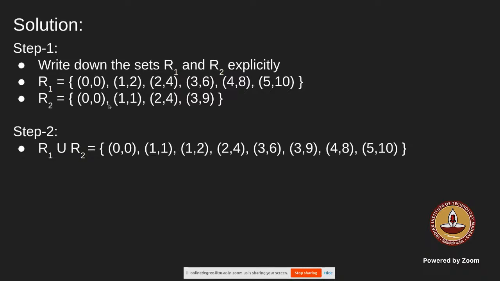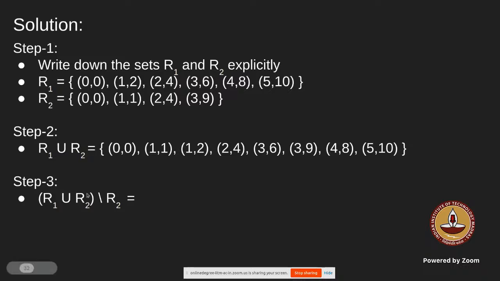Now if I just ask, what is R1 intersection R2? What does that say? (0, 0) and (2, 4) will come. So there are only 2 elements in the intersection. Exactly. But that is not the part of our problem.